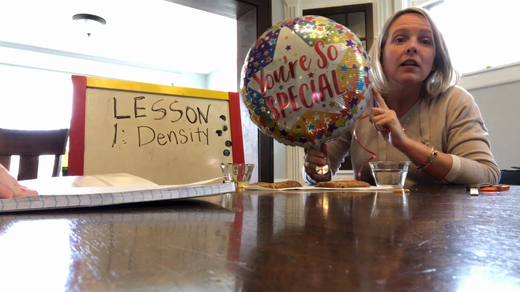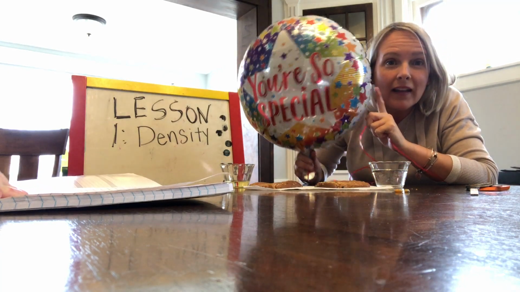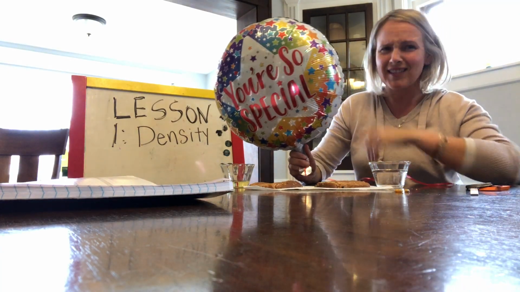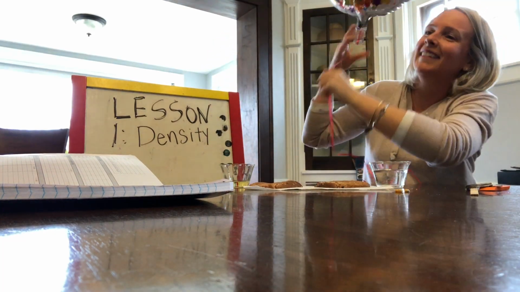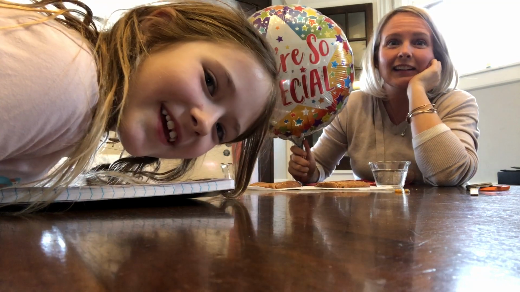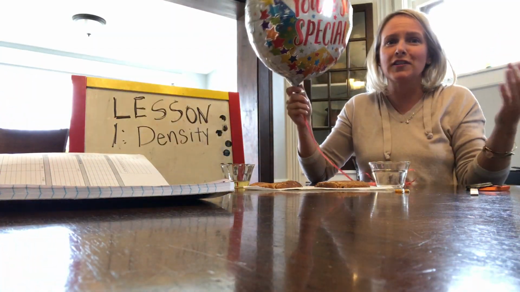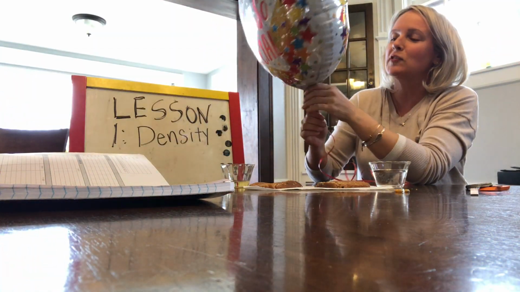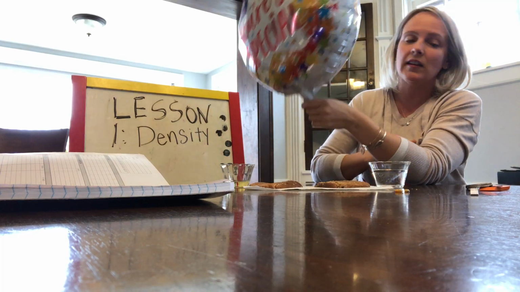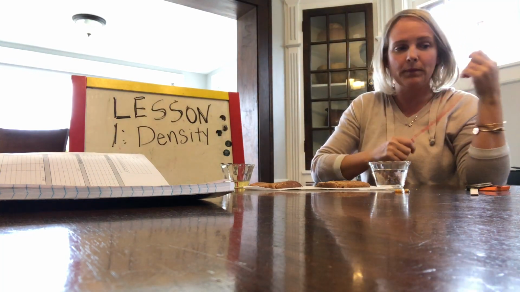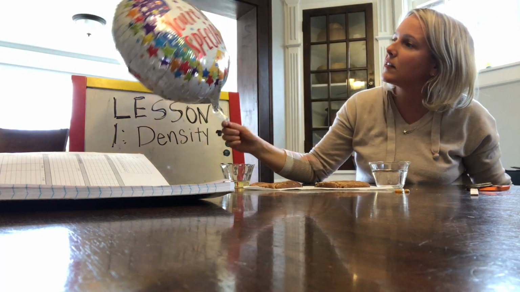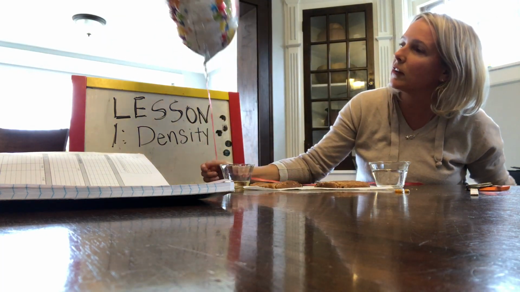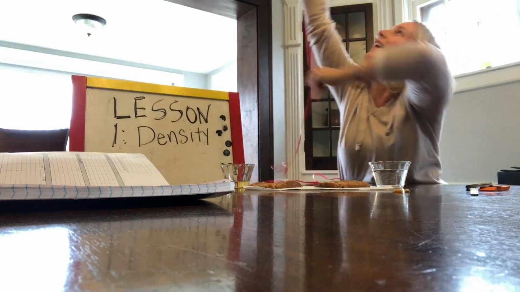So this balloon is a great example of density because do you know what's inside of here? Oh, it keeps trying to get away. Helium. Oh my goodness, my daughter knows some science. That's awesome. Good job. There's a special gas in here called helium. And helium is, would you say it's lighter or heavier than the air around it? Oh my goodness, this balloon keeps getting away.